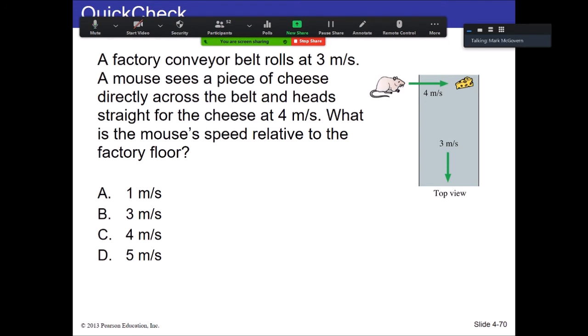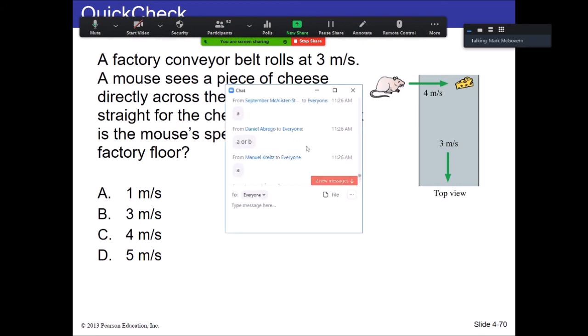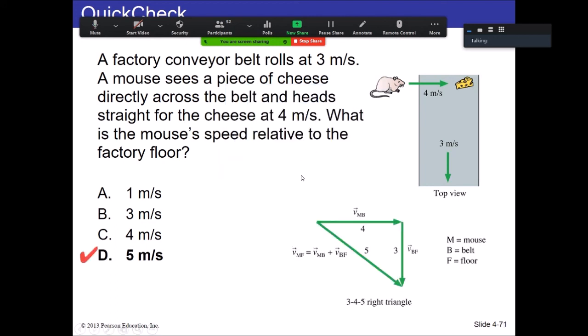Letter in the chat. Now there's a super easy way to do this problem and a slightly less easy way to do this problem. But I want to see some letters. A lot of people saying A, but it's not A. It's not, and I'm not joking. Now everybody's coming in with the C. All the sheep coming in with the C. It's not C either. It's D.